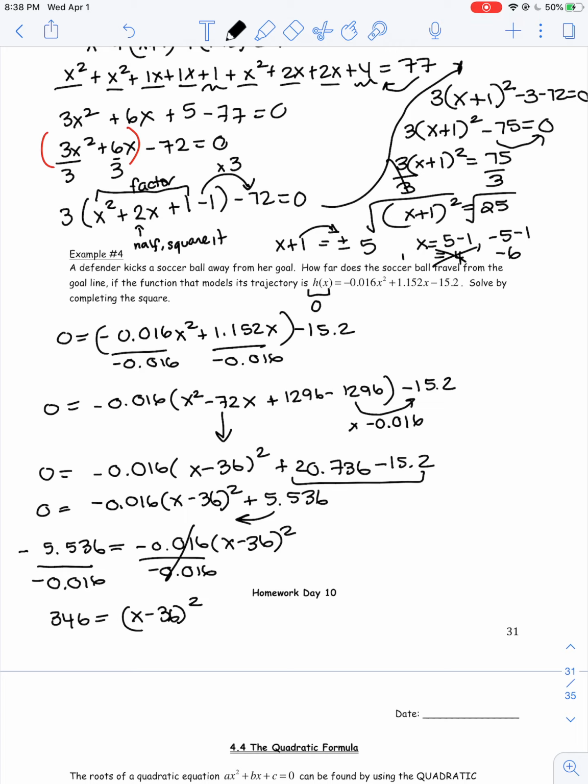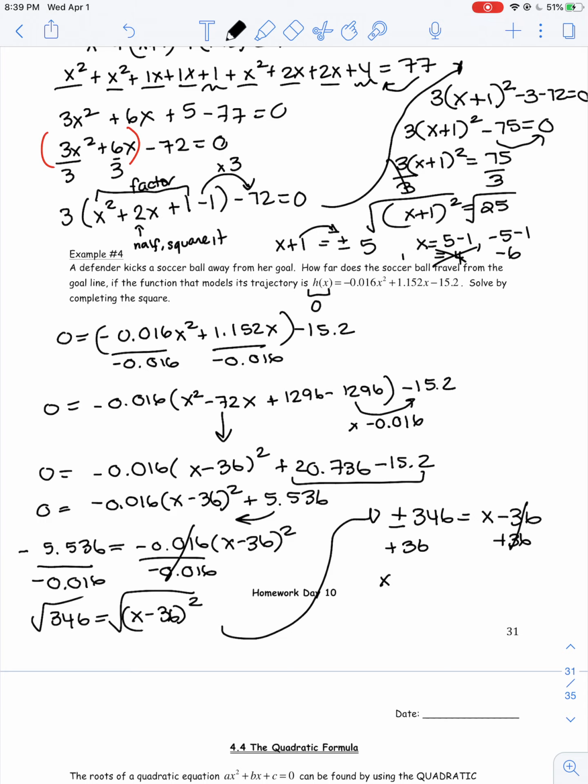Now we're going to have to square root both sides. Don't forget that we're going to have to write positive negative. So we're going to have positive negative 346 equals x minus 36. And we're going to add 36 to both sides. So our two solutions, it doesn't tell us what to round to. So let's round to the nearest hundredth. We're going to find the two solutions.